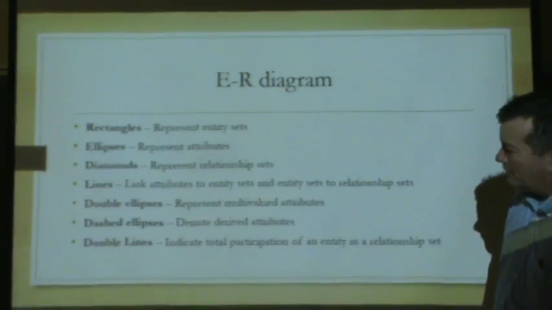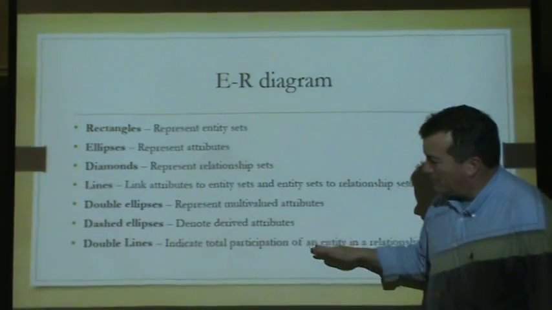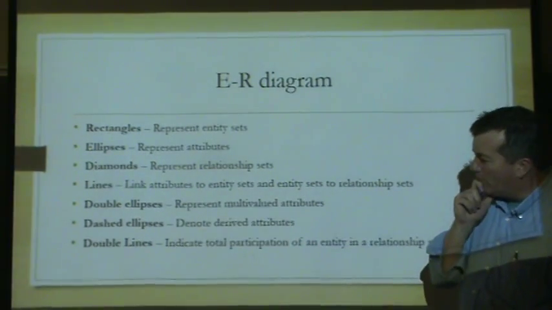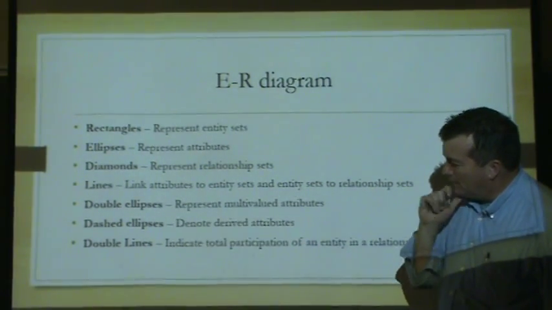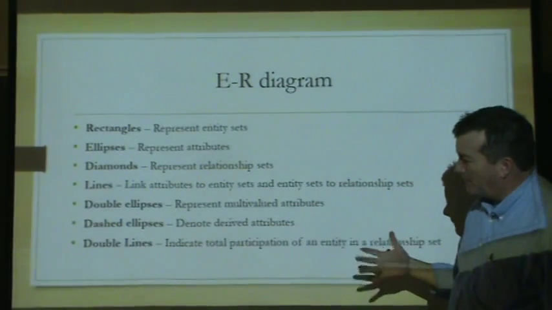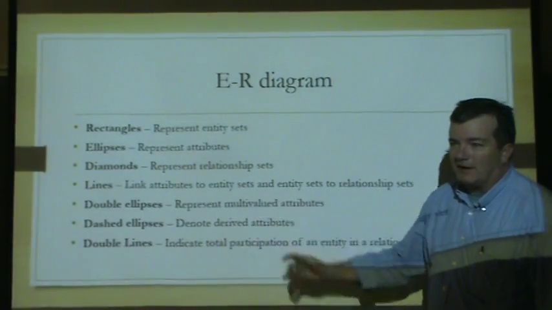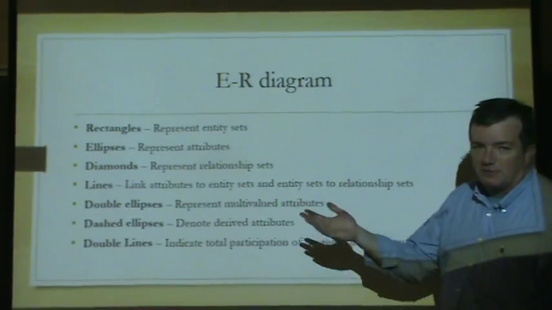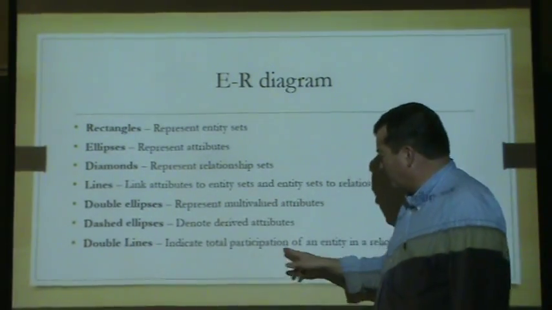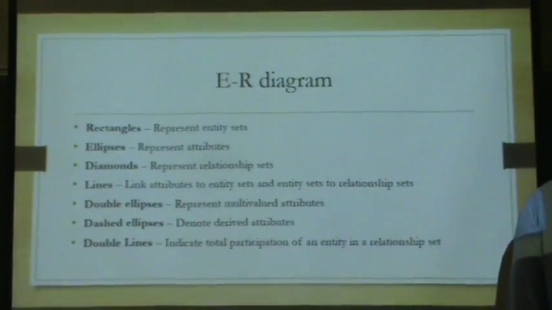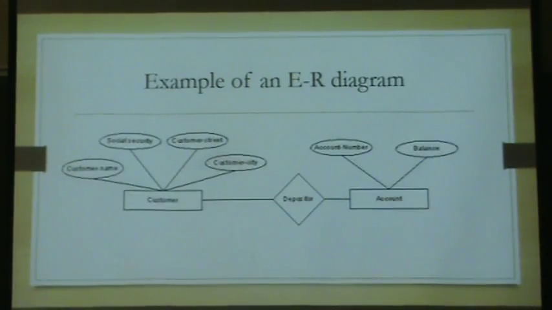And then a double line means total participation in the relationship. So we spoke before about customers and accounts, and maybe someone wanted to have a rule that says every customer must have at least one account. Why have a customer who doesn't have an account? So then you have a total participation double line.